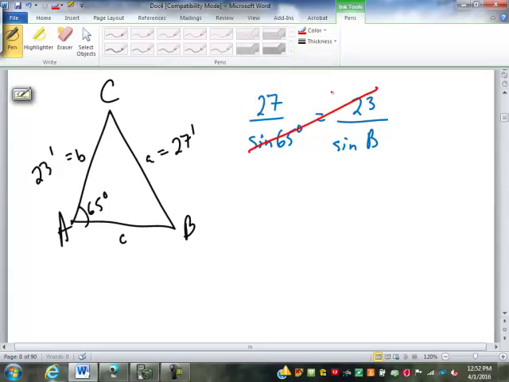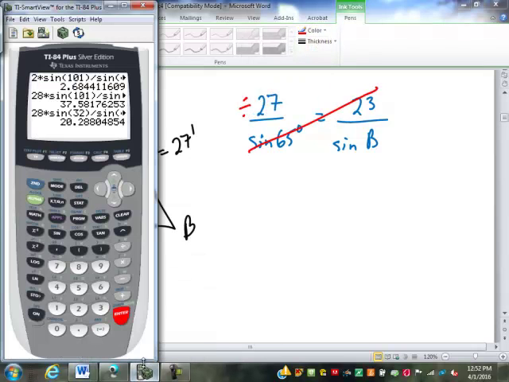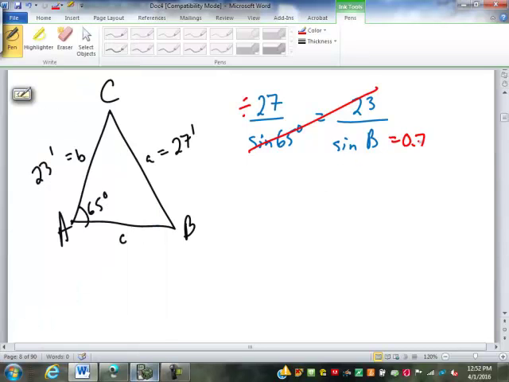So I'm going to cross multiply and divide this way this time. So that's going to be sine of 65 times 23 divided by 27, which will give us 0.7720. Is that our angle? No, that's the sine of the angle. This is sine of B here. So I have to do an inverse sine. B is going to equal the inverse sine of 0.7723.